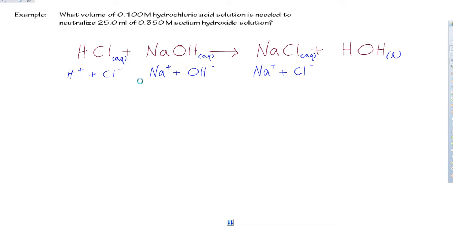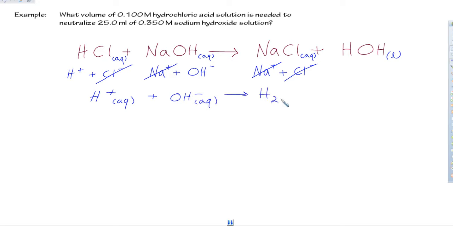Sodium, you are the exact same thing on both sides, +1 ions. Chlorine, you are out. Chlorine ions on both sides. Watch this. Here's your net ionic. It really just scales down to hydrogen ions and hydroxide ions producing water.